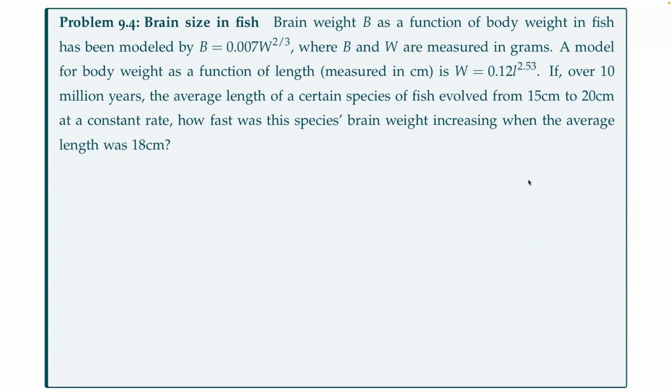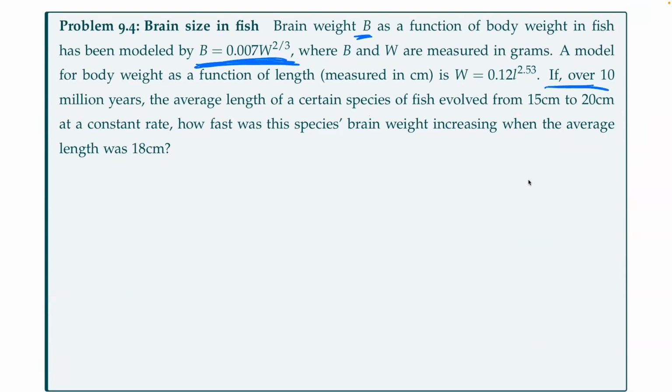Okay, so here we've got brain size in fish. So we've got brain weight B as a function of body weight, and we have this model here. So B is in terms of W, where B and W are both measured in grams, and W is the weight of this fish. We're told that we also have a model for body weight as a function of length, measured in centimeters, is here. So we've got B in terms of W, and we've got W in terms of L.